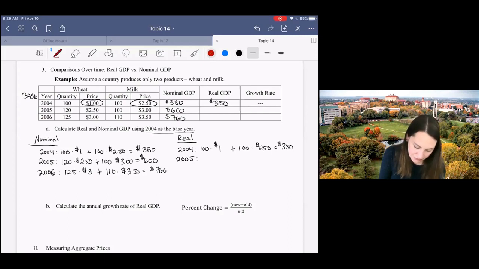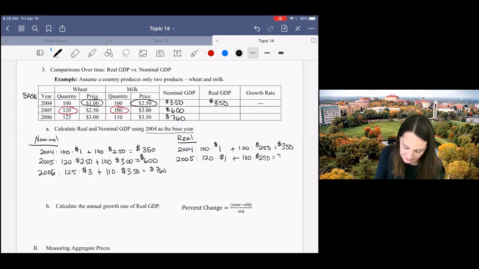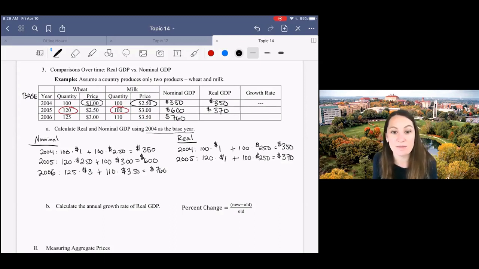Here, I want to use production from 2005, but prices from 2004. So I've got 120 times $1 plus 100 times 250, and here I get $370 instead of the $600 I got for nominal GDP. So you can see that a lot of the increase in GDP from 2004 to 2005, a lot of that increase in nominal GDP was just due to the increase in prices.